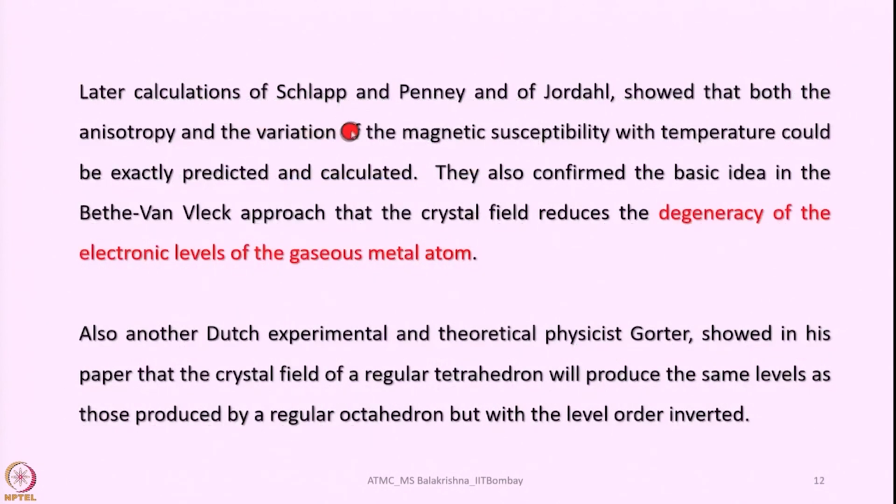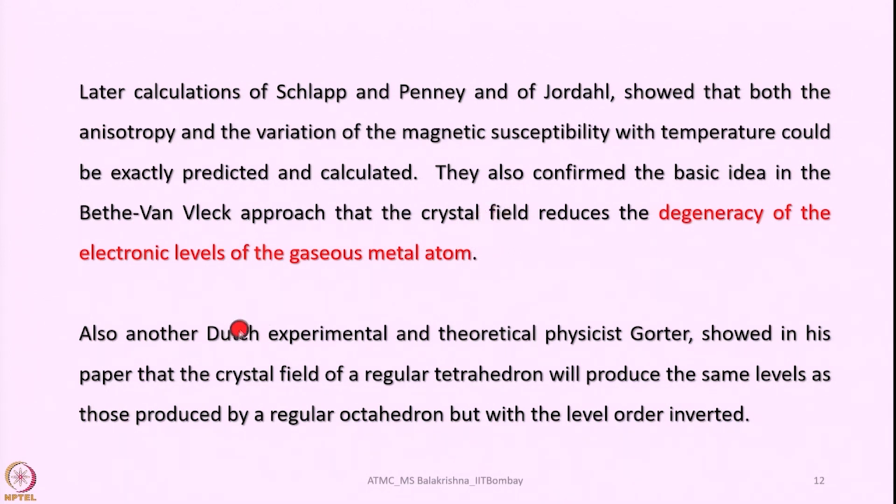Later, calculations of Schlapp and Penney and of Jordahl, all physicists, showed that both the anisotropy and the variation of the magnetic susceptibility with the temperature could be exactly predicted and calculated. So, that means they showed that yes, using crystal field theory one can use calculations and explain all these properties related to magnetic properties. They also confirmed the basic idea in the Bethe-Van Vleck approach, that the crystal field reduces the degeneracy of the electronic levels of the gaseous metal atom. That means, yes, they further confirmed that crystal field theory is correct and the degeneracy of d orbitals is destroyed or removed.